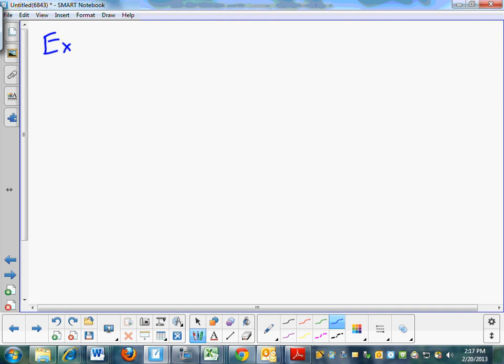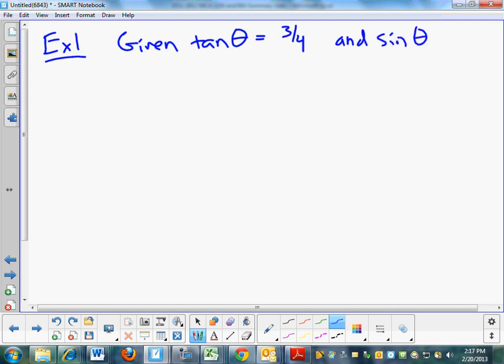Example 1. Given tangent of theta is equal to 3 over 4, and sine of theta is less than 0. Find the other 5.